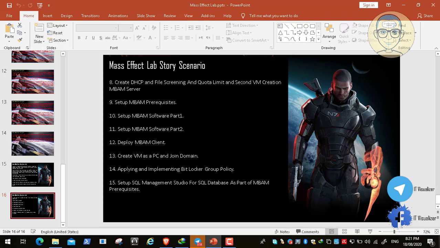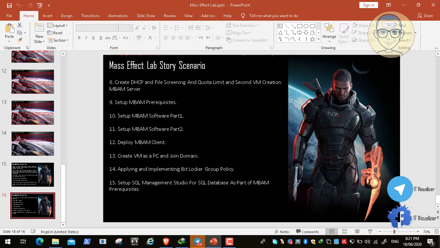And then we will create a DHCP server, and we will create a file server, and we will have file screening and quota limit. So we'll have file screening on the file shares to block audio and video. And we will have a quota limit. We will limit our file shares and user home shares to a certain quota limit by gigabytes, and then we will create an MBAM server.